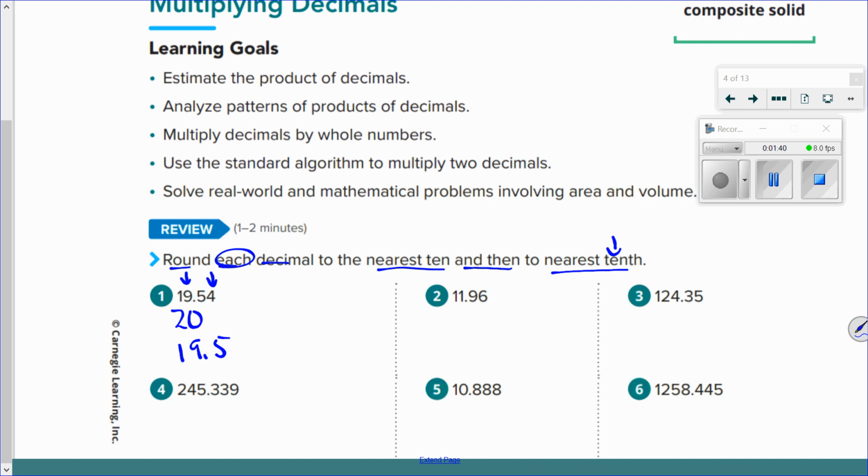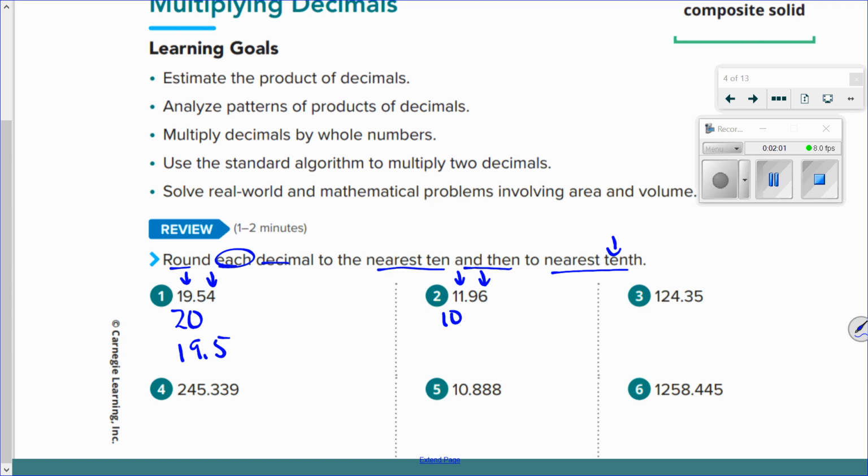Okay, number 2, again, looking at the ones place means that rounds to 10. Looking at the tenths place means I go to the hundredths. Sophia? Guys, if you have a question, raise your hand. All this chatter is not good. Billy?